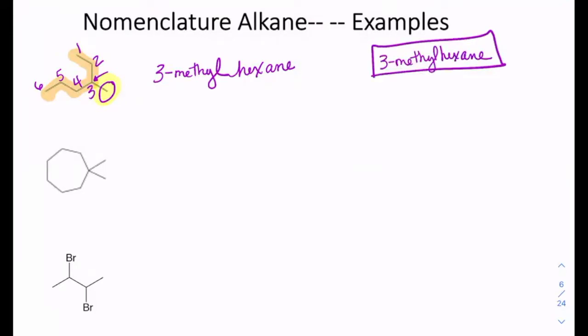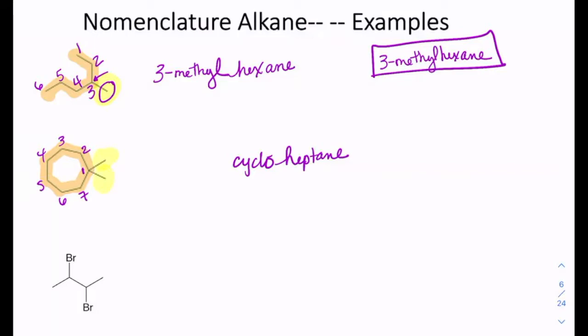Now in our second example, if we find the longest parent chain, and so here is our longest parent chain. And so our parent name is going to be heptane, but even more correctly, it is cycloheptane because our 7 carbons form a ring. This is going to have to be our carbon 1 because that is where both substituents are. So off of carbon 1, we have 2 methyl groups.